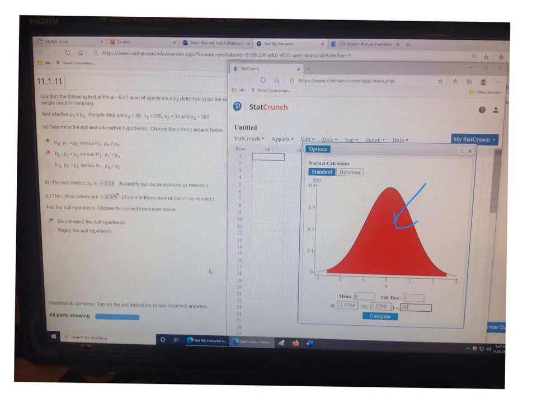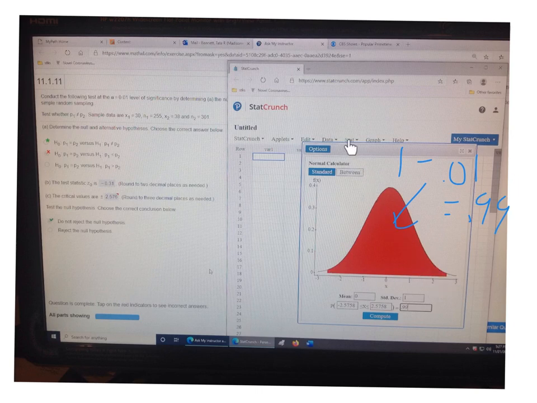This area in red is 1 minus alpha, or 1 minus 0.01. The area in red's gonna be 0.99. So since alpha's 0.01, it's a two-tailed test. It's what we have here. You want the critical values, these values right here.